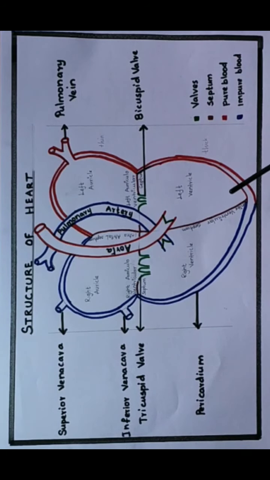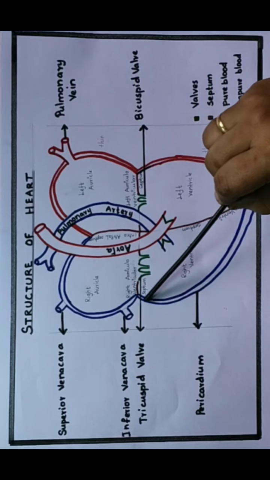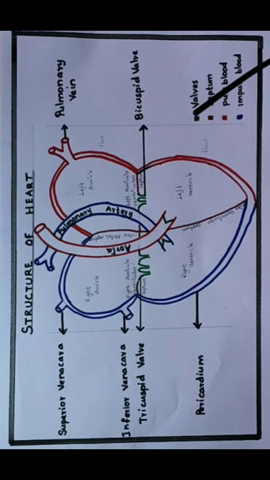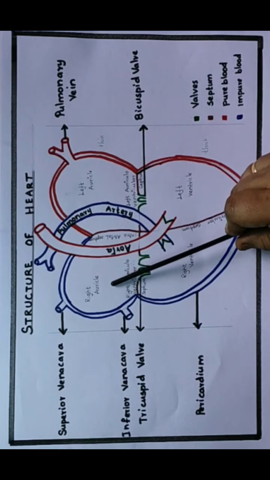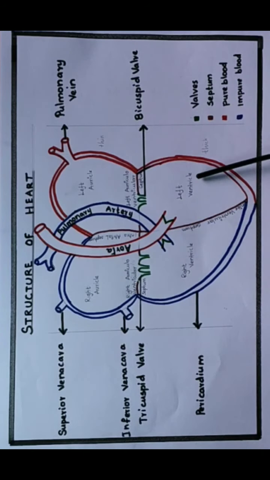The heart is enclosed in a double-walled sac called pericardium, which is completely filled with pericardial fluid. It's a lubricating fluid which reduces the friction during the heartbeat as well as protects the heart from any sort of mechanical injuries. And the heart is made up of 4 chambers: right auricle, left auricle, right ventricle, left ventricle.